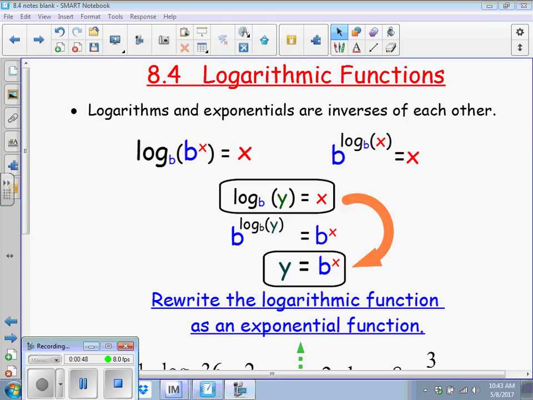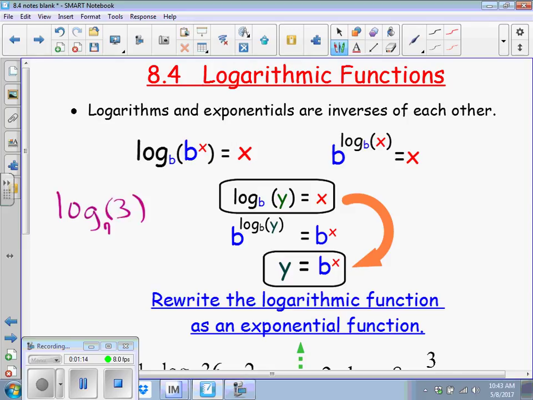There are two properties you need to understand in order to work these problems. First, the base for a log is the same thing as the base for the exponent. This is read log base b of whatever. If it looked like this, we would read it log base 7 of 3. It's log base whatever of whatever. When you hear me say log base something, that's the base. And if I'm changing it to exponential form, that base is still going to stay the same.